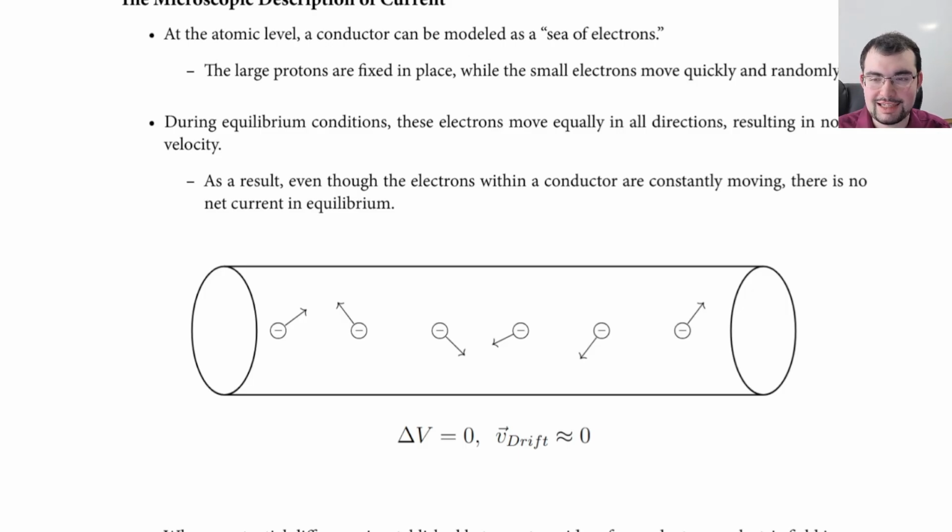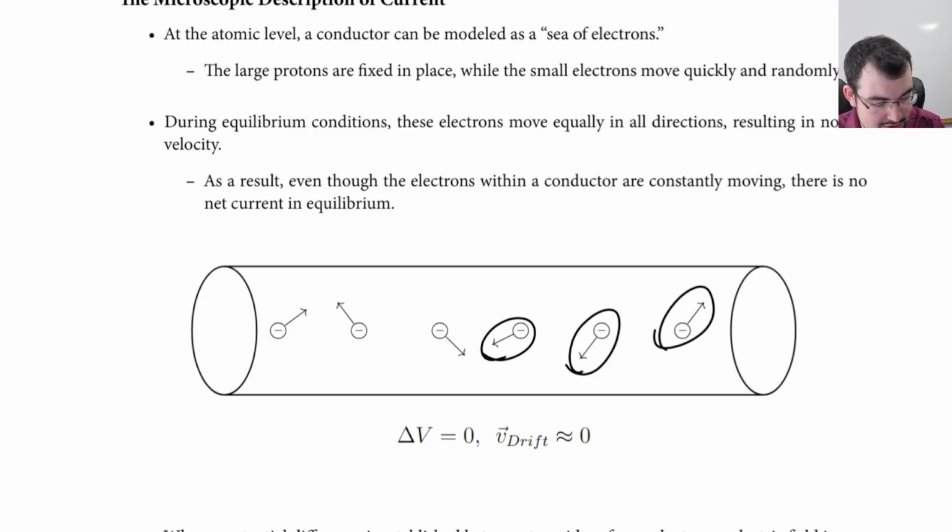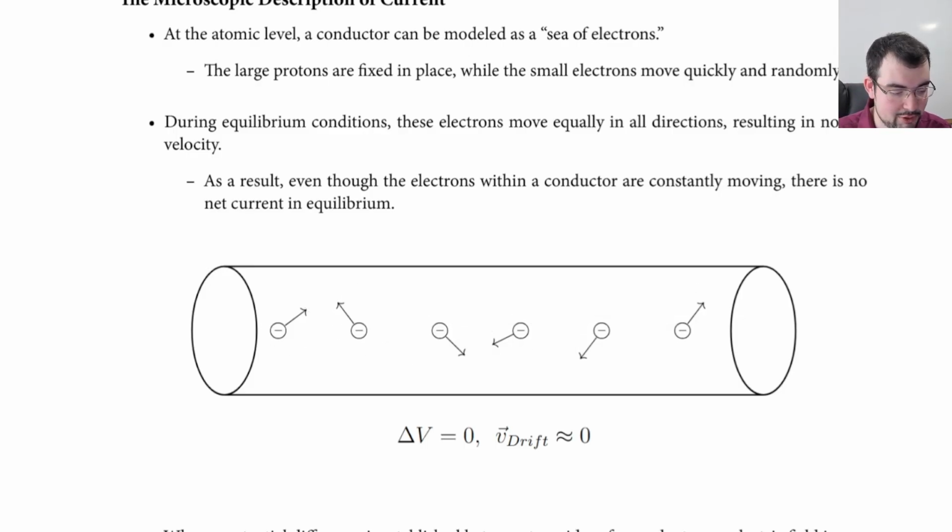It's just they're not tending to go anywhere. They're just flying around in this metal in all different directions. So there's not a current, because a current needs there to be a net direction. So notice that this electron's velocity is canceled by this one. This electron's velocity is canceled by this one. This electron's velocity is canceled by this one. So notice that since there's all these electrons moving in random directions, they cancel.